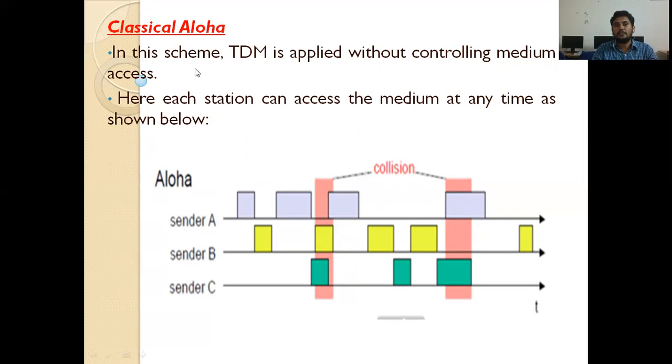In this scheme, TDM is applied without controlling medium access, so there is a possibility of collision. Why? Because multiple senders send data at the same time. Automatically, a collision will occur. If you observe this diagram, the collision occurs.